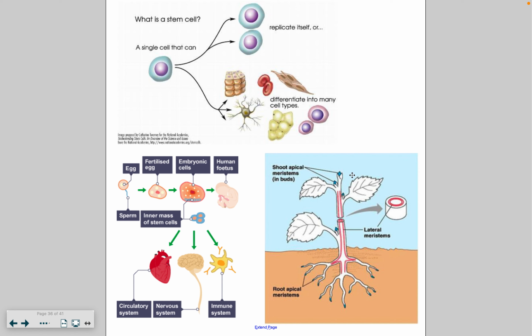This is a diagram showing meristems found throughout the plant. So you do have apical meristems or shoot meristems that grow vertically, and you also have lateral meristems that grow laterally, that gives the plant girth, and then you also have root apical meristems, so it can grow deep into the soil. So yeah.